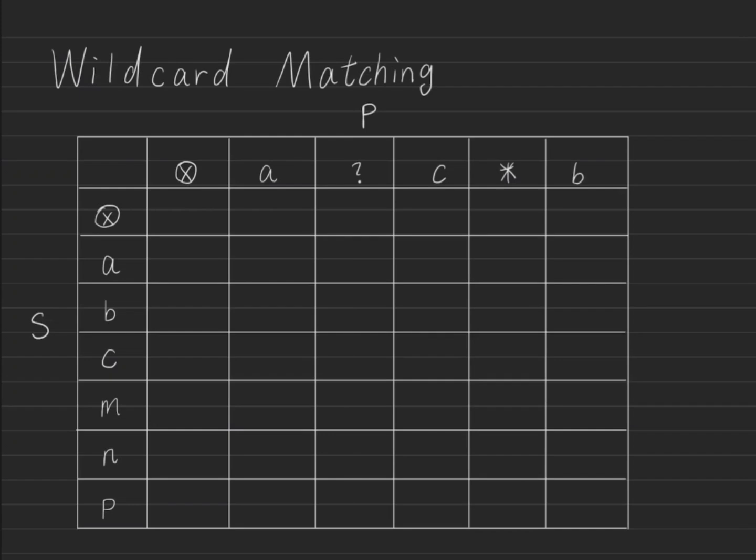Here I've created a DP table with S being A, B, C, M, N, P, and P being A, question mark, C, star, B. I've also created an empty slot at the front to account for when S and P are empty. Here we want dp[i][j] to represent if S all the way to index i and P all the way to index j are a match.